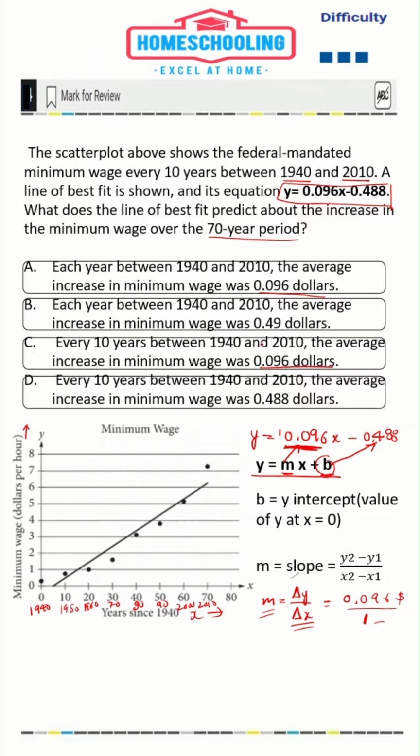Option C says every 10 years between 1940 and 2010, the average increase in minimum wage was $0.096. But here, as we can see, $0.096 was the increase for every 1 year, not 10 years, because on the x-axis we have years, and the change in years is 1. For a 1 year change, there is a change in minimum wage of $0.096 every year. So we will choose option A: each year between 1940 and 2010, the average increase in minimum wage was $0.096. So option A is your correct answer.